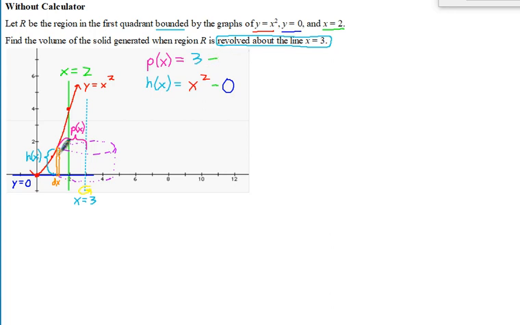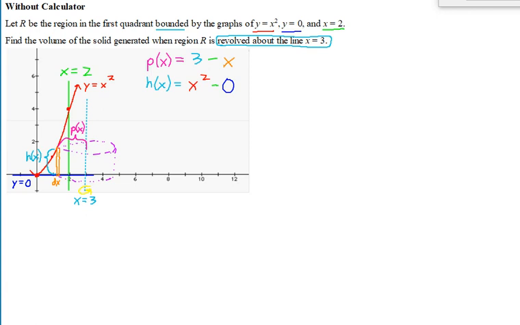Minus, when you're doing a horizontal distance here, the rectangle always represents where an x coordinate is, wherever you drew this rectangle. So it'd be 3 minus x, would be our radius p of x of the cylindrical shell.